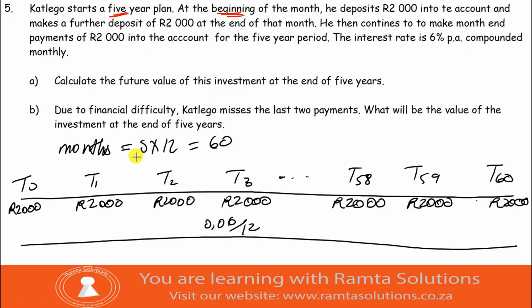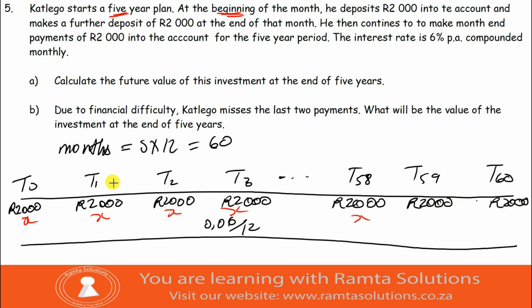Now, let's look at this one. Due to financial difficulty, Katlego misses the last 2 payments. What will be the value of the investment at the end of 5 years? With this one, I want you guys to imagine this. This is true, but he misses these ones.